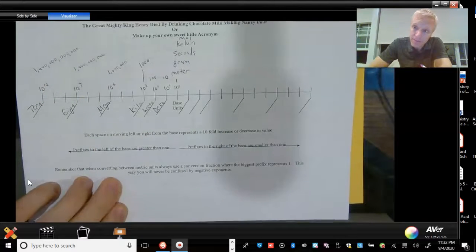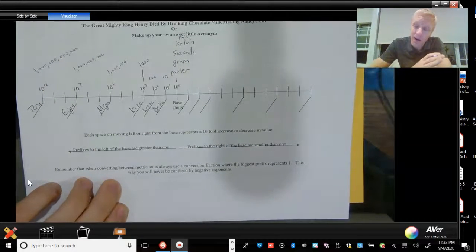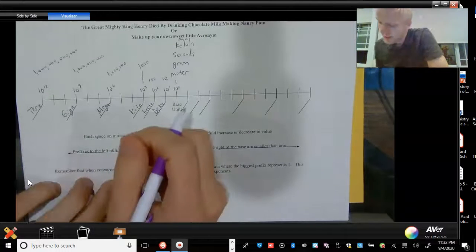It's a big number. But you know what's bigger? Our national debt. Unfortunately.